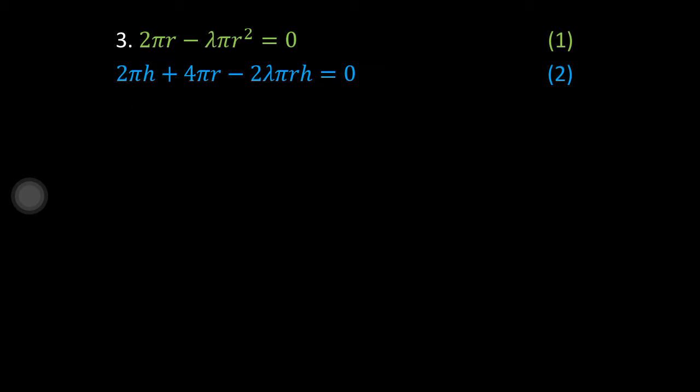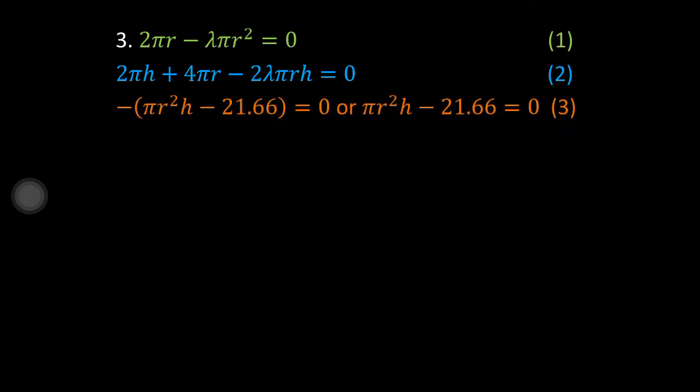So, 2 pi r minus lambda pi r squared is equal to 0, our equation 1. 2 pi h plus 4 pi r minus 2 lambda pi rh is equal to 0, our second equation. Then, negative the quantity pi r squared h minus 21.66 is equal to 0, or pi r squared h minus 21.66 is equal to 0 is our equation 3. Since pi is a constant, we can solve the equation 1 for r.